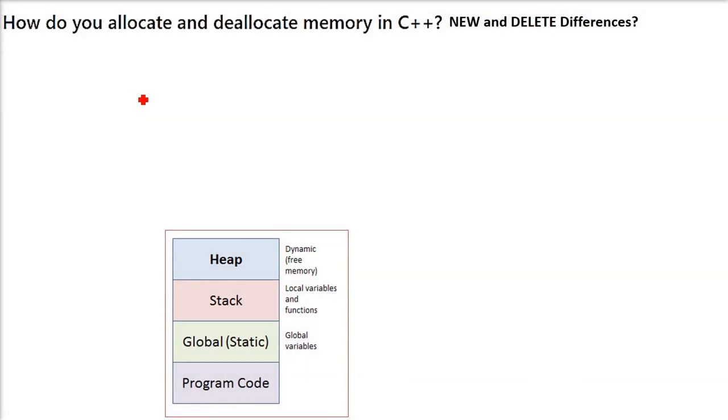How do you allocate and deallocate memory in C++? And you have to answer the differences between new and delete also.